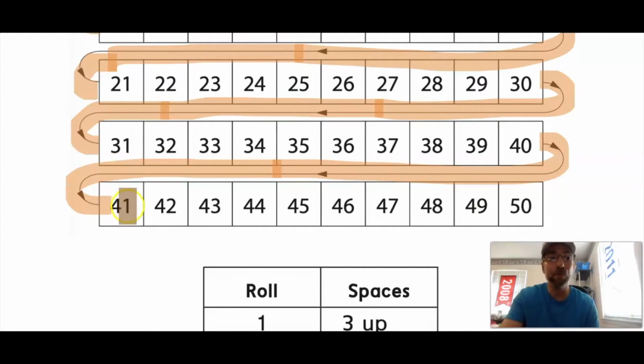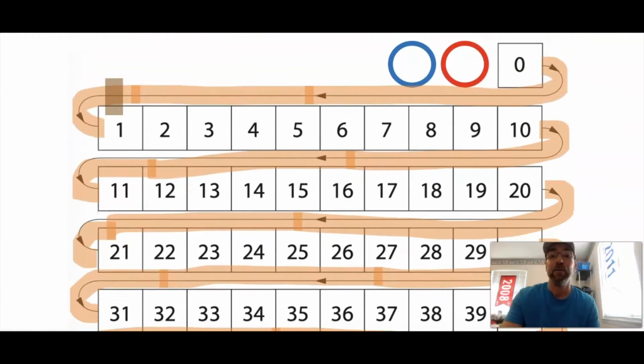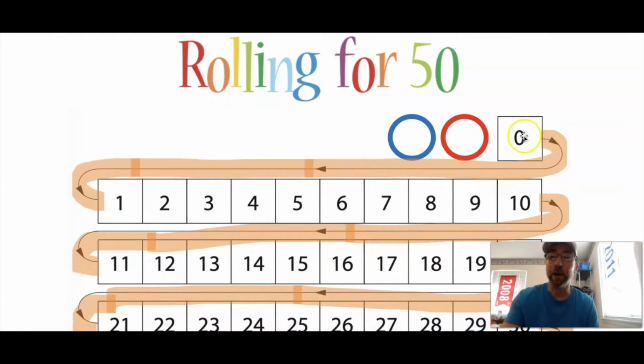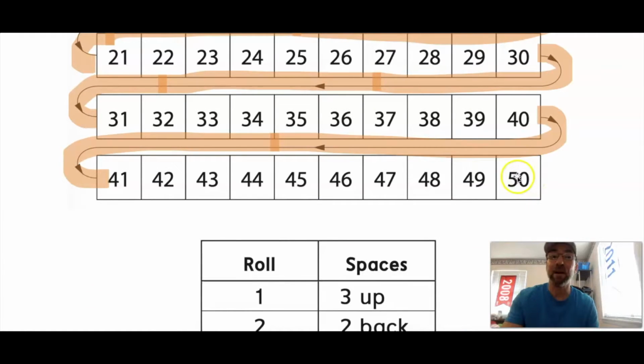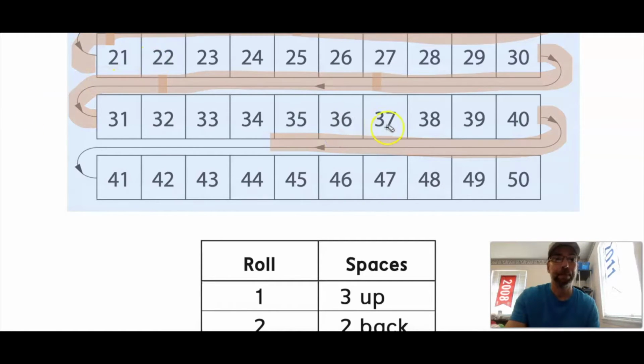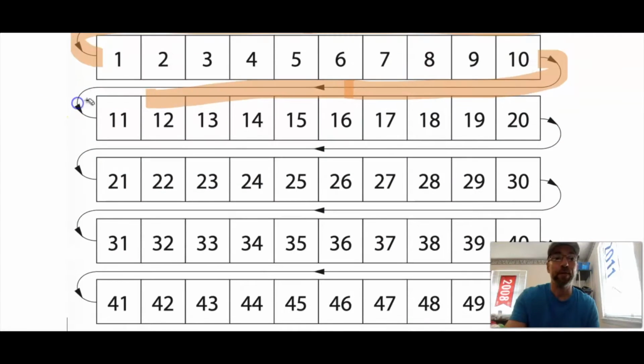Start on another line. 41, 42, 43, 44, 45, 46, 47, 48, 49, 50. So you can see this number grid, which is our game board for Rolling for 50, starts at 0 and ends at the number 50. So I'm going to go ahead and erase all of my highlighting on our number grid. And then we can play Rolling for 50.